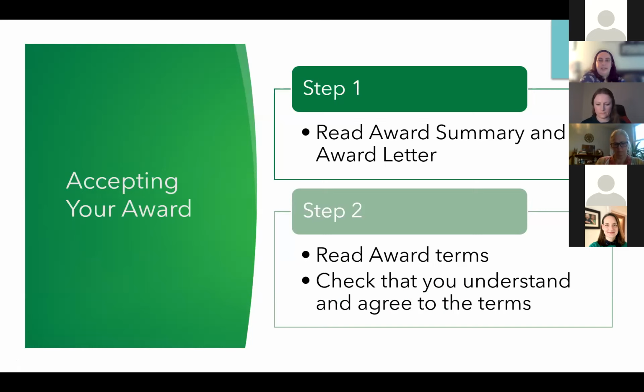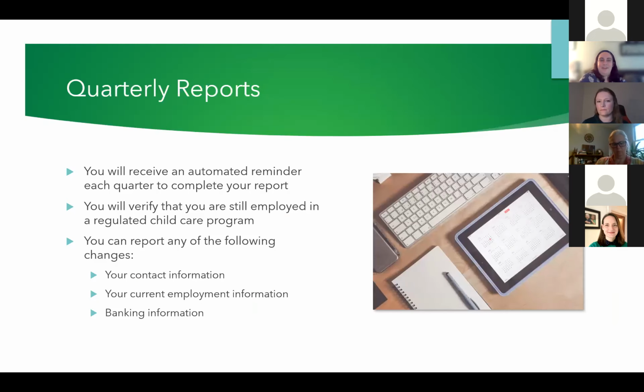It'll come as a PDF document on that page that you can view and also save for your files. After you read through both that summary and the award letter, you're going to move on to step 2. We are actually going to, again, read through those award terms and check that you understand them. Understanding that there's quarterly reports due along the way, and understanding when your payments are going to be sent to you. So on that note, that quarterly report reminder is sent out about every 3 months.